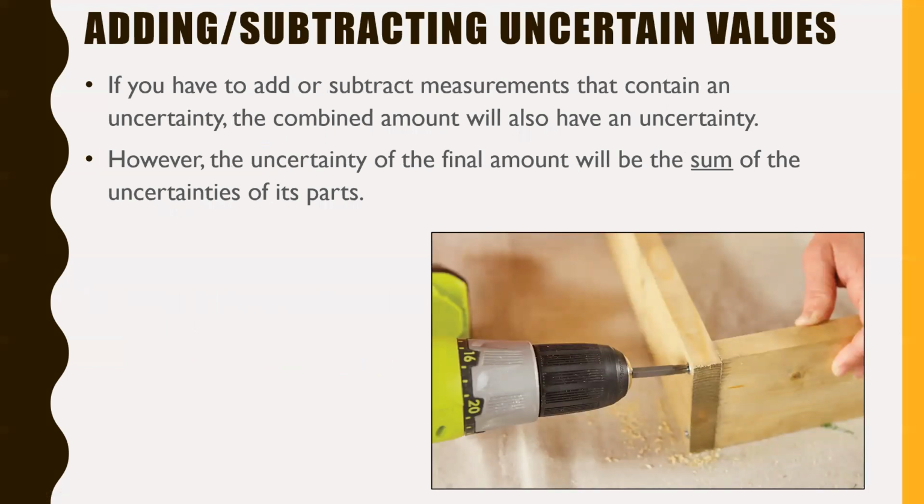Last thing we got to really deal with here today is adding and subtracting uncertain values. So if you have to add or subtract measurements that contain an uncertainty, the combined amount will also have an uncertainty. So if you had uncertainty in 2 things that were added together, your sum is also not sure, right? However, the uncertainty of the final amount will be the sum of the uncertainties of its parts. So if you added together 2 things that had an uncertainty of ½ centimeter each, well, ½ centimeter plus another ½ centimeter uncertainty gives you a new uncertainty of 1 full centimeter, right? So you have to add your uncertainties together as well.